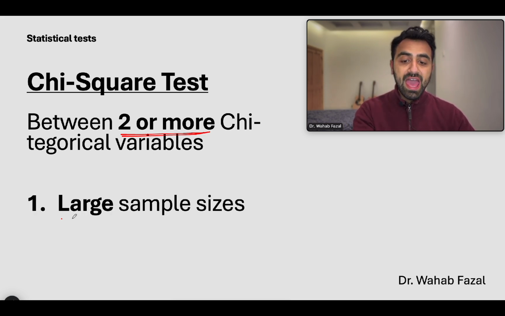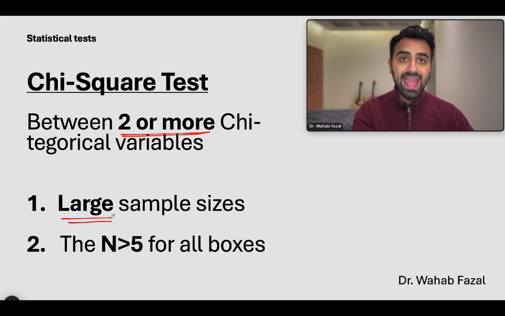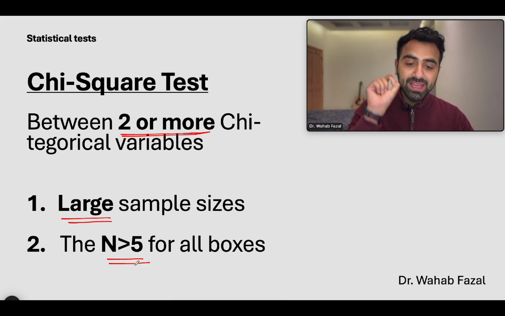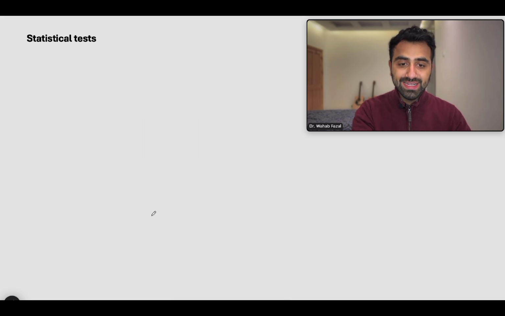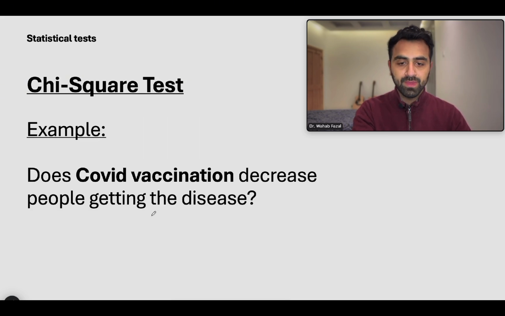You usually have a large sample size, and the number of people in each box needs to be greater than 5. So for a chi-square test, you have two or more categorical, qualitative variables, a large sample size, and the number of values in each box needs to be greater than 5. What does that mean? Let's take an example for that.